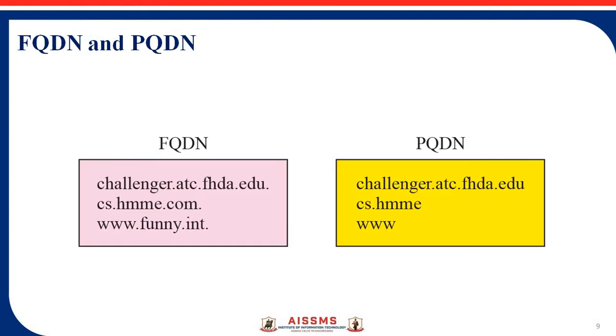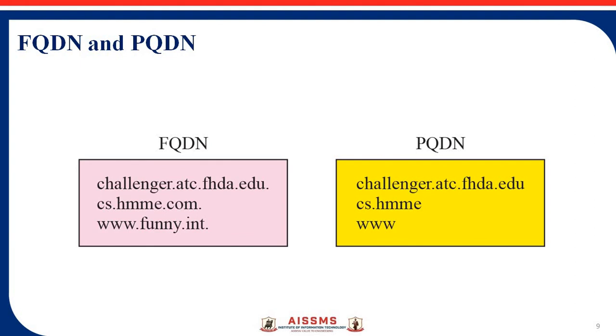Now we'll see fully qualified domain names and partially qualified domain names. If a label is terminated by a null string, it is called a fully qualified domain name. A fully qualified domain name is a domain name that contains the full name of a host. It contains all labels from the most specific to the most general that uniquely define the name of the host. For example, the domain name is the fully qualified domain name of a computer named challenger installed at the Advanced Technology Center, that means ATC, at De Anza College.